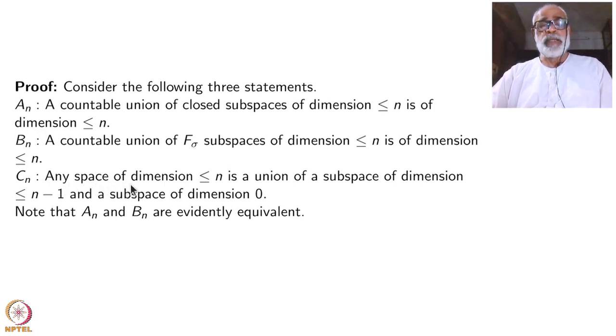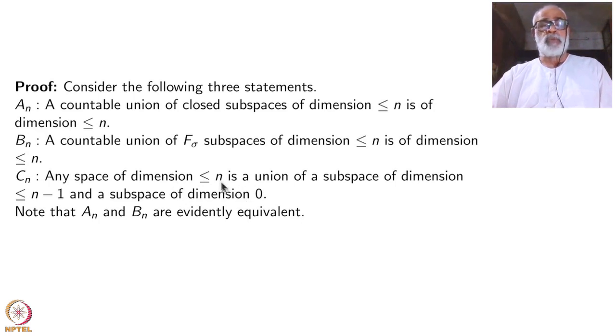The third one says any space of dimension less than or equal to n is a union of one subspace of dimension less than or equal to n minus 1 and another subspace of dimension 0. Okay. So this is dimension n, a union of a subspace of dimension n minus 1 and a subspace of dimension 0. Here nothing is said about the subspaces being closed, that is important here. Okay. This looks like an improvement, but it is not, because each F sigma is itself a countable union of closed sets, and then you are taking a countable union of F sigma sets, so that will be a countable union of closed sets. So A_n and B_n are easily seen to be equivalent, but C_n is a somewhat strange thing here.